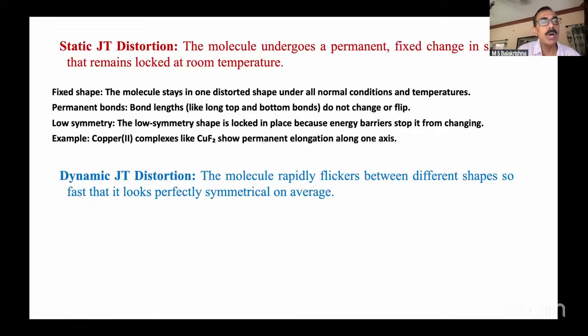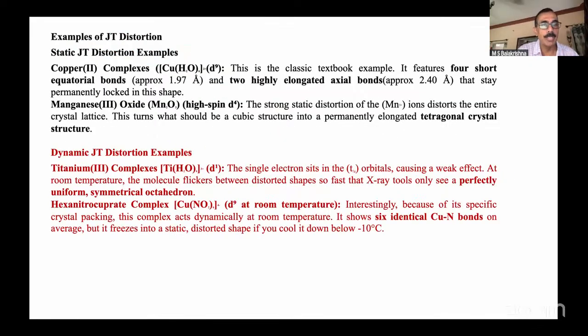And again, if you want to understand in a better way, I would say the molecule undergoes a permanent fixed change in shape that remains locked at room temperature. For example, d4 and d9, that's called static Jahn-Teller distortion, and that means molecules stay in one distorted shape under all normal conditions and temperatures. The bonds are permanent, they do not change or flip. That means shorter bonds and longer bonds, whatever you come across in case of elongation, that doesn't change, or there is no flip-flop between longer to shorter.